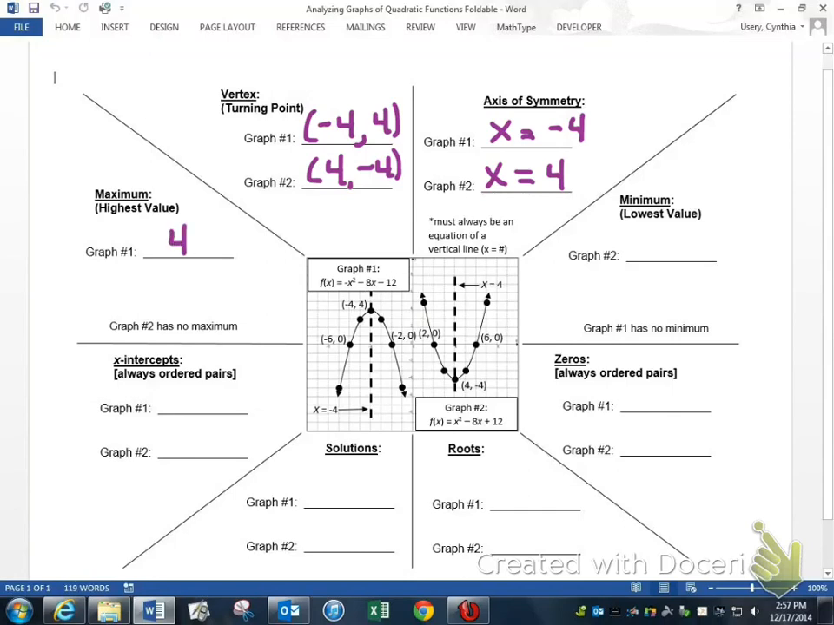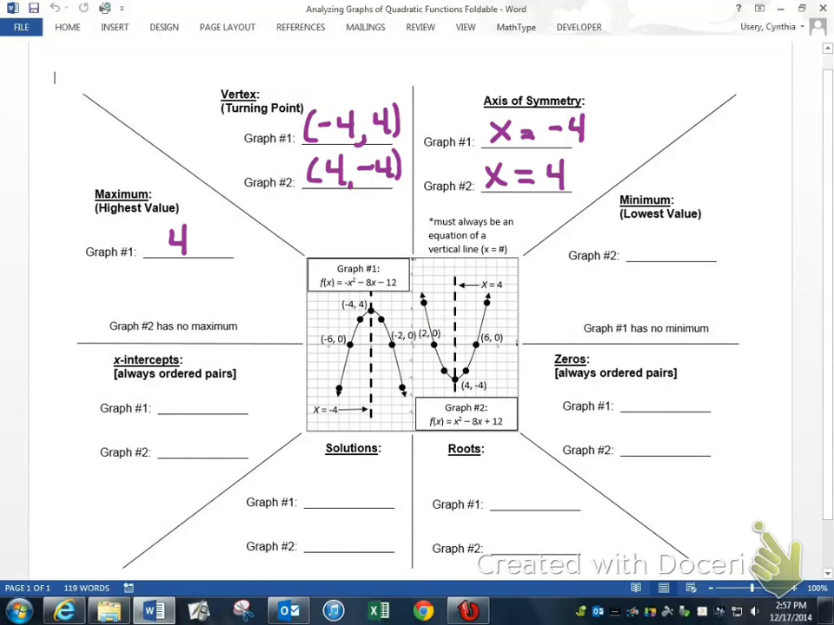You don't write x equals 4. You don't write 4 comma some other number. You don't put it in parentheses. It's just 4. It's the highest value. And it is a maximum because this graph only goes up to 4. It does not have a minimum because this graph goes down forever. That's what those arrows mean.